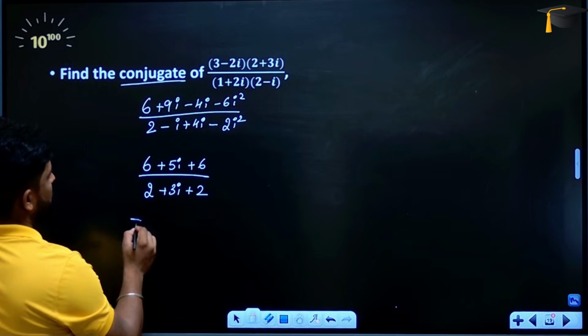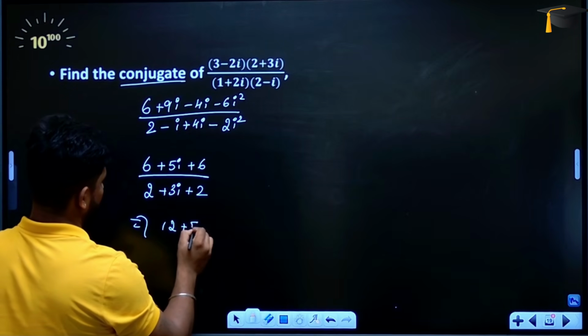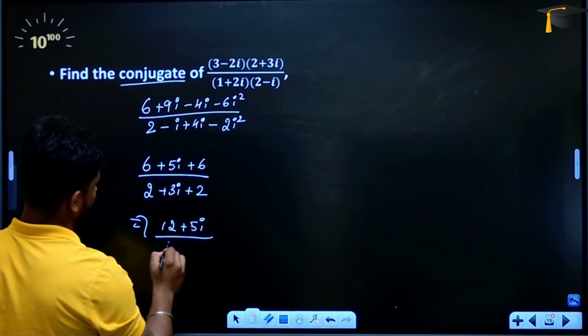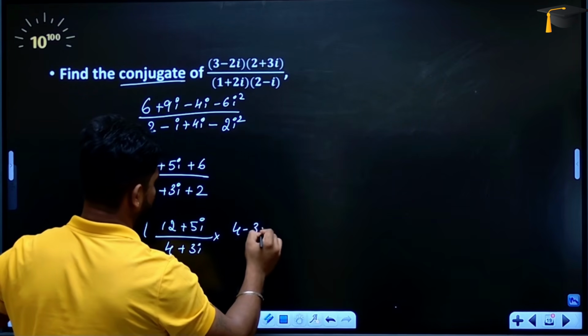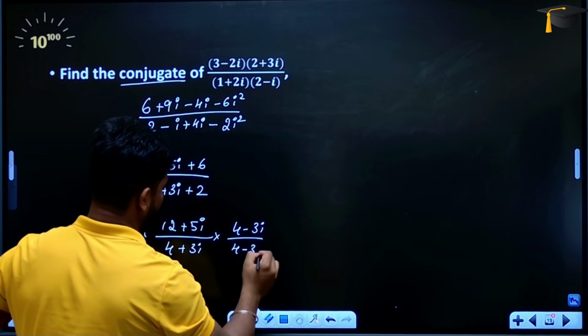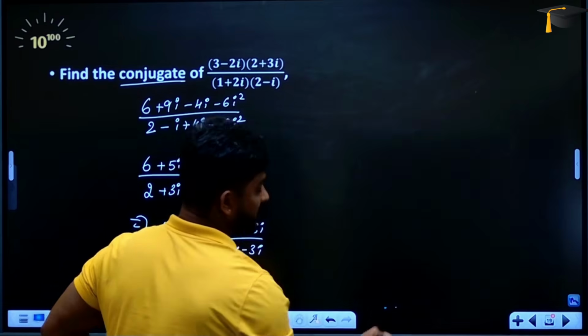Okay, so 6 plus 6 is 12. 12 plus 5i divided by 4 plus 3i. Once again, you have to take the conjugate. So 4 minus 3i divided by 4 minus 3i. It's not in the z, a plus ib format, that's the reason.